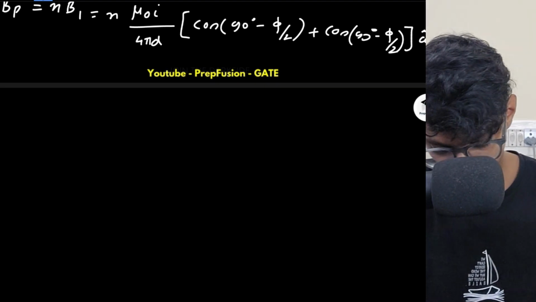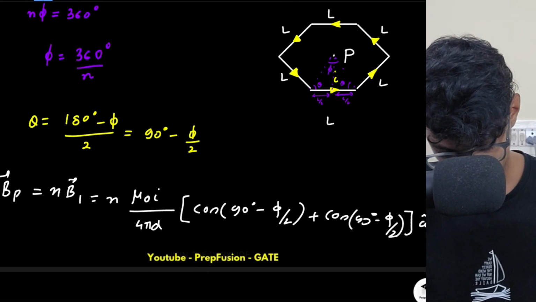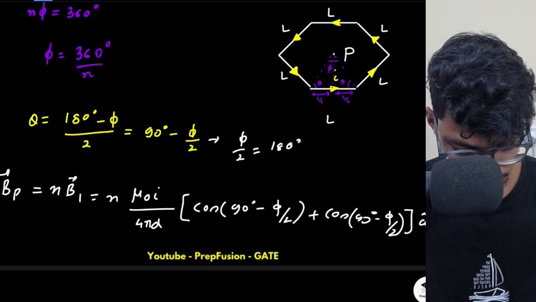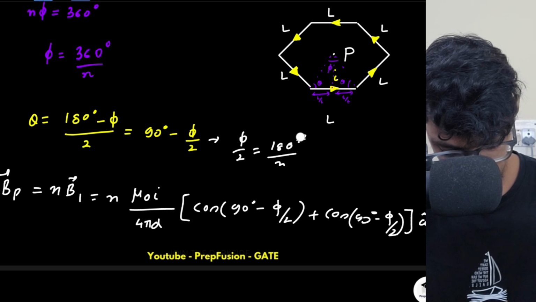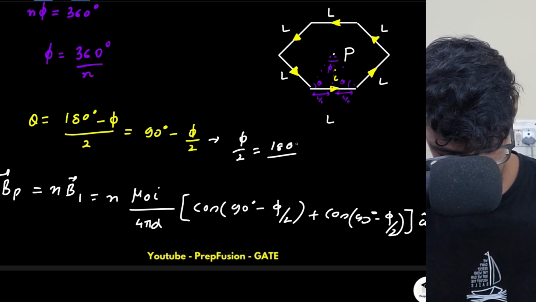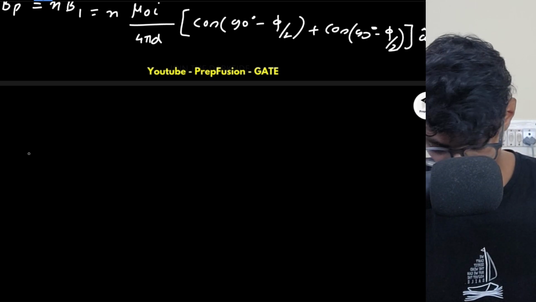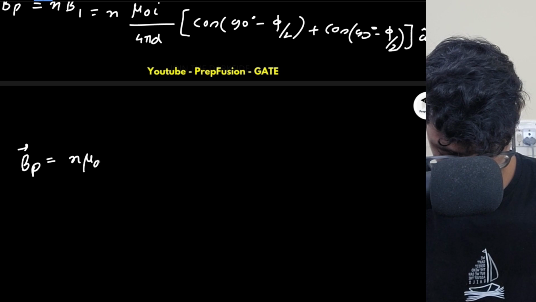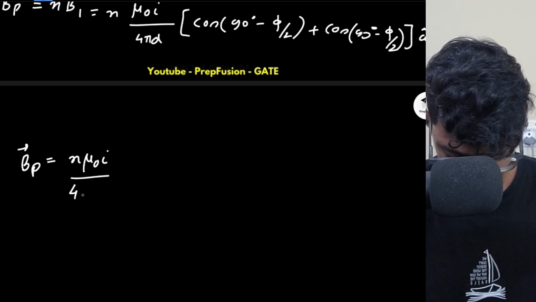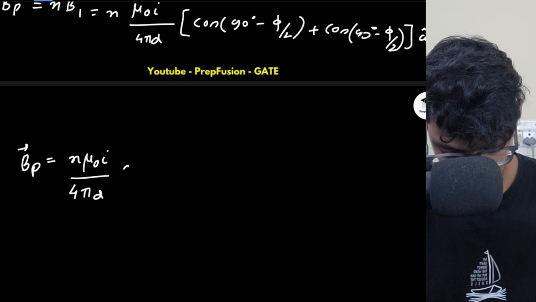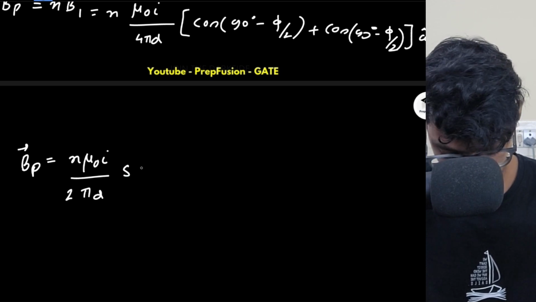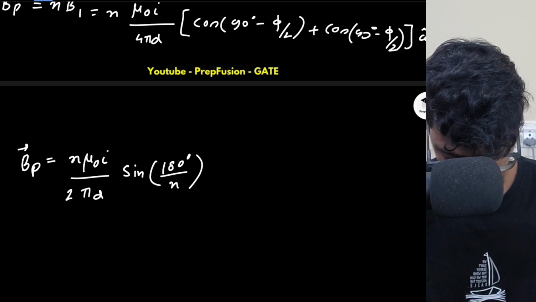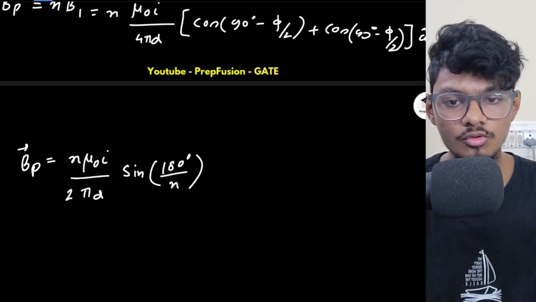So here this will become 2 and this will become sine. And what is phi by 2? Basically phi by 2, if I put it here, it will be 180 by n. Okay, so your B_P comes out to be n times mu naught I divided by 4 pi d, sine 2 gets cancelled, so this will be 2 only, 2 sine 180 divided by n.